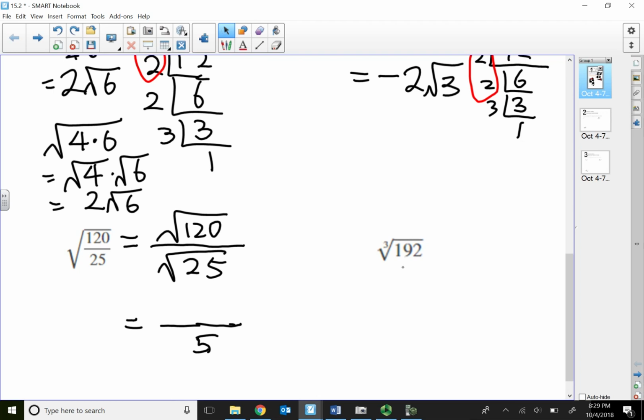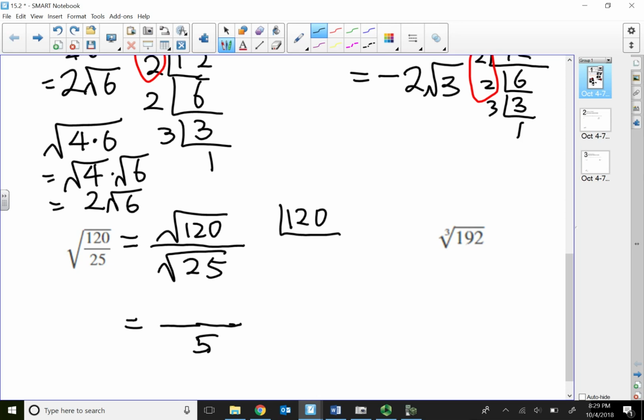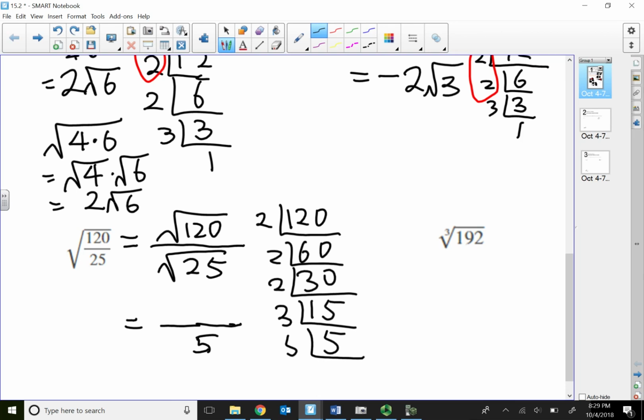So what I'm going to do is do it from a different perspective. I'm just going to simply break down my 120 using prime numbers only. 2 goes into 120 60 times. 2 goes into 60 30 times. 2 goes into 30 15 times. 3 goes into 15 5 times. Well, 5 is a prime number, only 5 can go into 5 1 time. So that's where I'm ending.